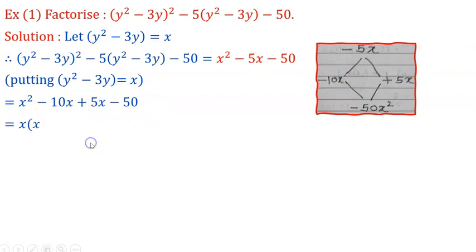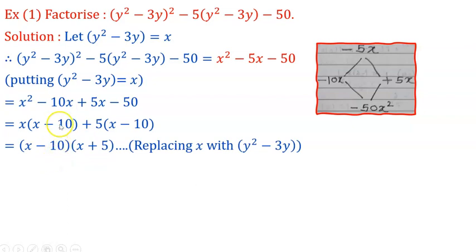Okay. Now again, from these first two terms we will take x as a common factor, and from these two terms we take only 5 as a common factor. Then in the brackets you will get x minus 10, and here x minus 10. Again from these two terms take x minus 10 as a common factor. Then in the next bracket you will get the remaining terms, that is x plus 5. Okay. Now replace x by y square minus 3y. Then you will get y square minus 3y minus 10, and again replacing x by y square minus 3y, plus 5.